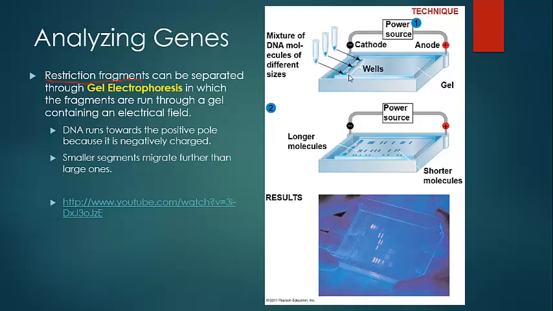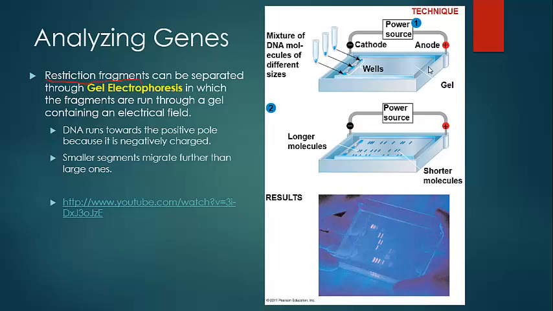Once the DNA containing the restriction fragments has been loaded into the wells, the gel is hooked up to a power source. And you can see from the power source, one side of the gel will have a negative charge, and the other side of the gel will have a positive charge. So this gel is going to contain an electric field. It has an electrical current running through the gel.